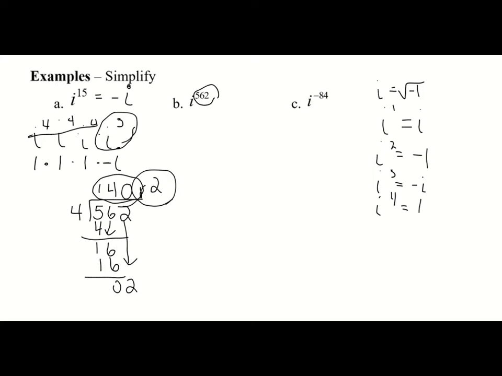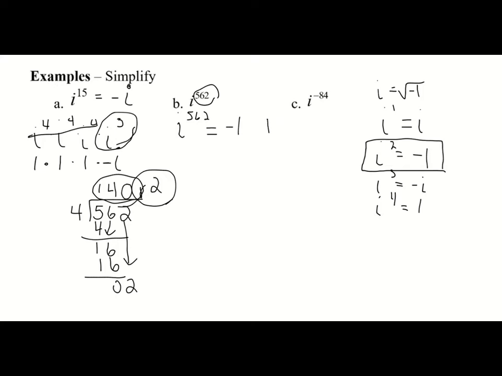Since my remainder is 2, when I have i to the 2nd power, that equals -1. Because I have a remainder of 2, i to the 562nd power will always equal -1. So you're really only looking at the remainder to figure out what your answer is. Now, if you have a remainder of 0, that means that 4 goes into it evenly, so your answer will always be 1.